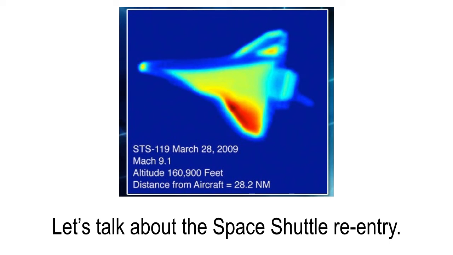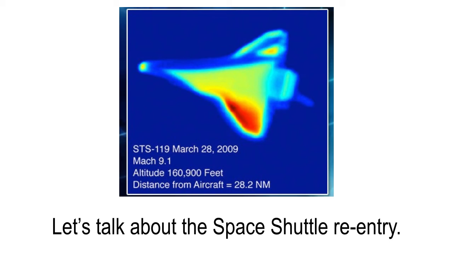Now, this is a great, great photo. It's a false color infrared photo taken by, I don't know, NASA or the Air Force from an aircraft. Now, if you look down here at the bottom, it says distance from aircraft, 28.2 nm. That's 28.2 nautical miles. So NASA, when they're talking about the distance of a spacecraft from something, they always measure it like they're in the Navy. So, in other words, nautical miles. I don't know why they do that, but that's what they do.